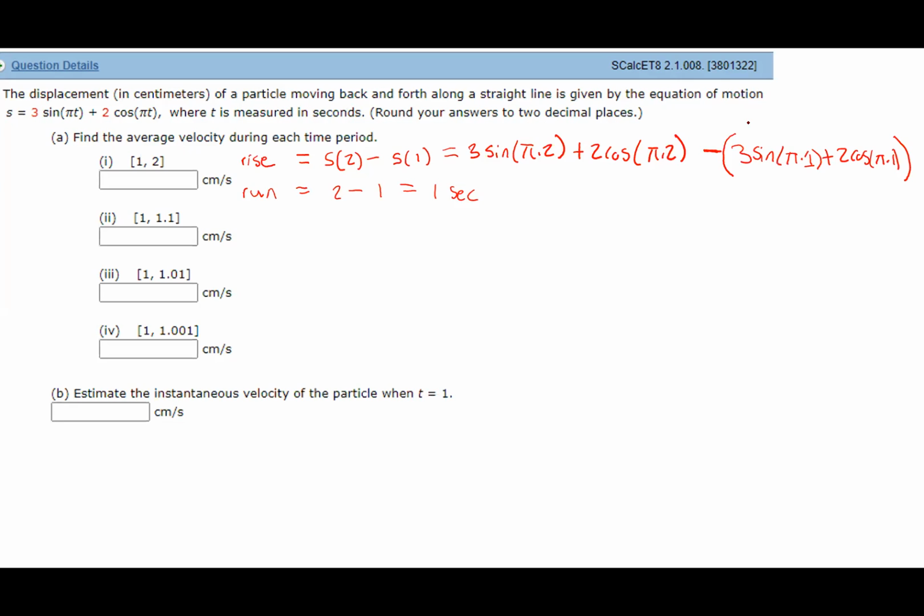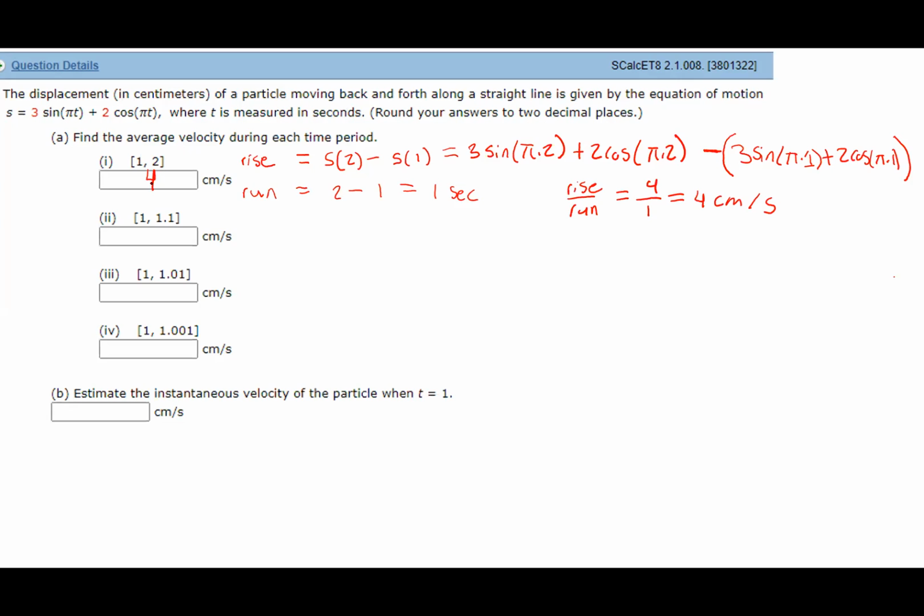All right, so that's going to give you some number. And it actually ends up giving you 4. I calculated it before class. So the rise over the run equals 4 over 1. So it's going to give you 4 centimeters per second. And they just want you to put a 4 right here. They already put the units there for you. Okay, any questions on that?